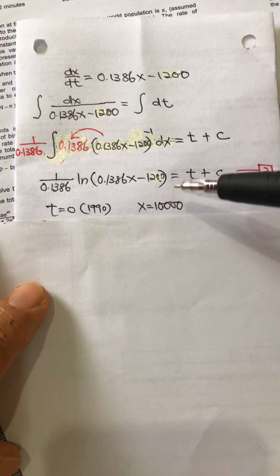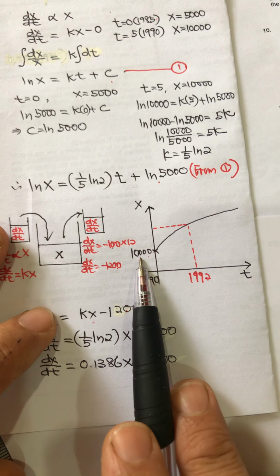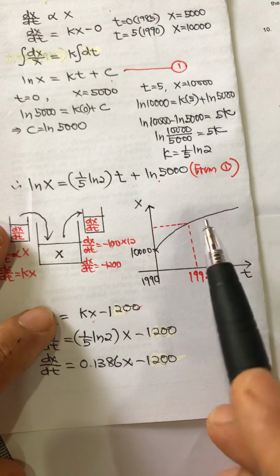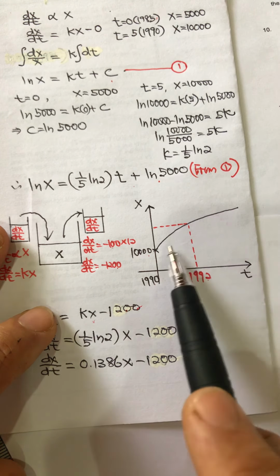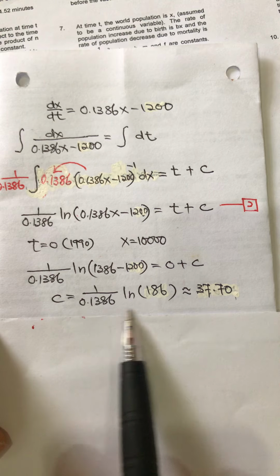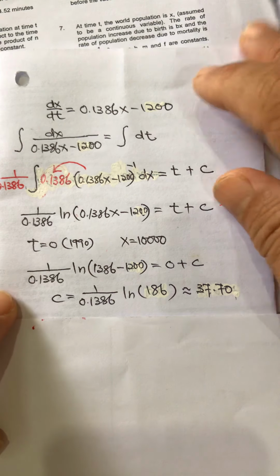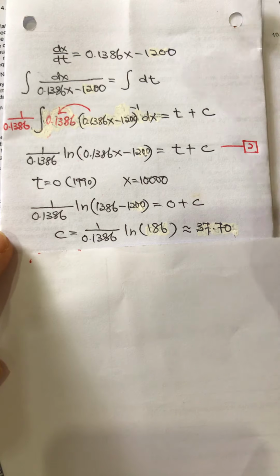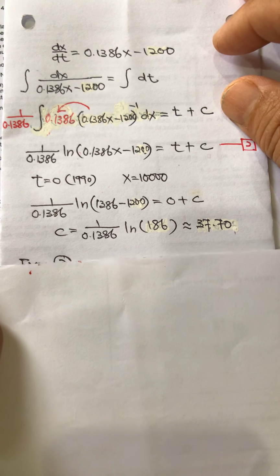Then we substitute our condition. Like just now, look at the graph here. t equal to 1990, that is 0, we put 0, then x is 10,000. Then we can find the c, the y-intercept. So you see how I find it. I substitute t equal to 0 for 1990 and x equal to 10,000 inside here, and I will get my c is this. So this is more accurate. Of course, if I use the approximate one, my answer later will be approximate, a bit different.